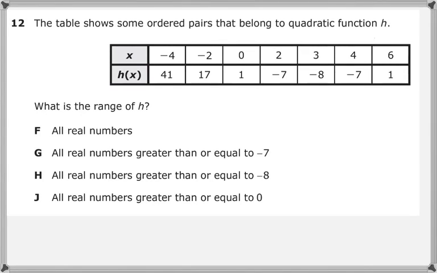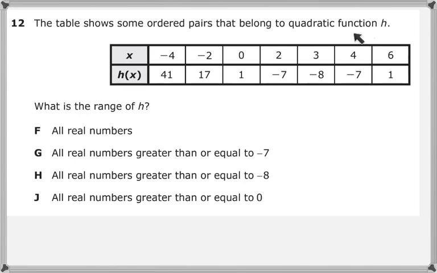Let's take a look at problem number 12 from the May 2016 release version of the Algebra 1 test. Let's go ahead and read it. It says that the table shows some ordered pairs that belong to a quadratic function h. Okay, so a quadratic function has a graph that's a parabola, the U-shaped graph.